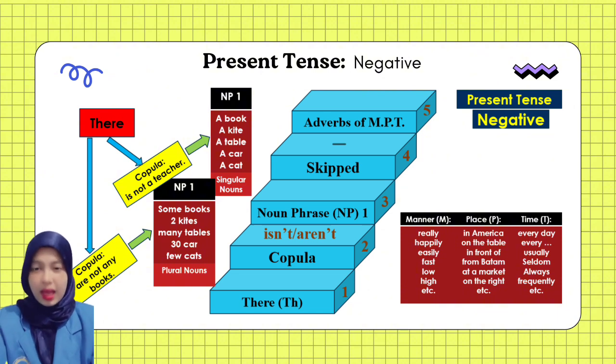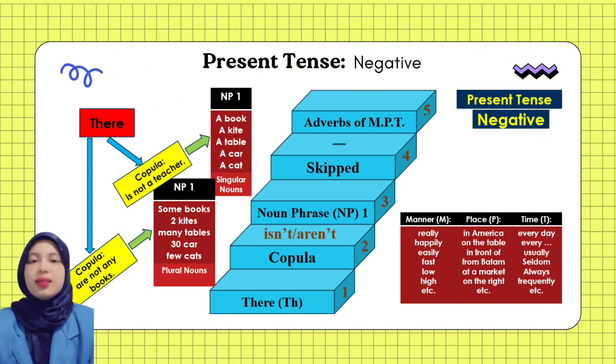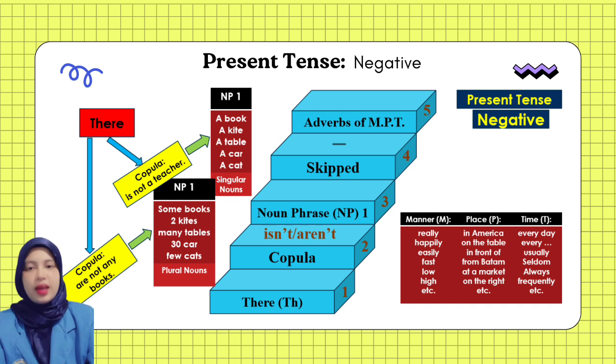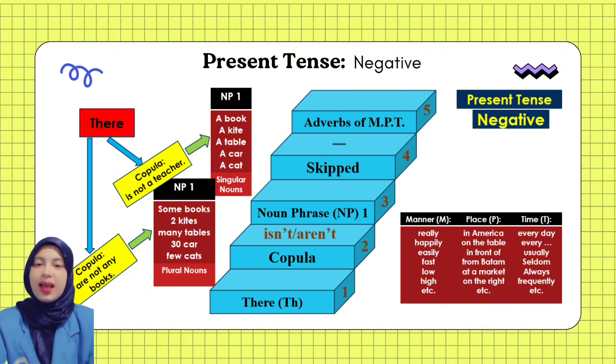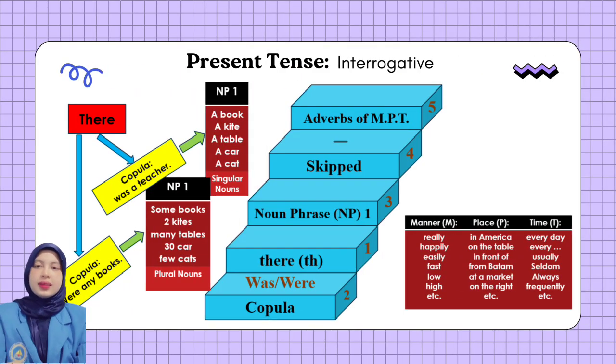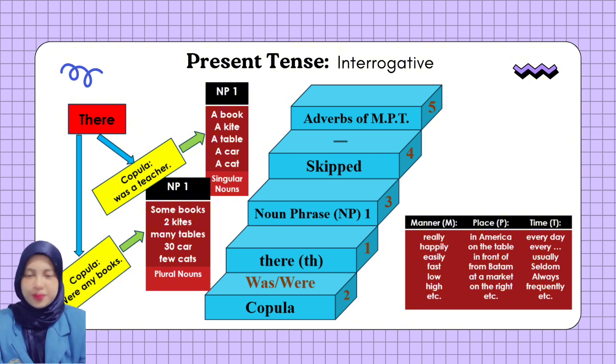Therefore, for a negative past tense sentence, the pattern is "there" plus copula, "was not" or "were not," plus noun phrase 1, followed by any relevant adverbs. For example, "there was not a cat in the house last night," or "there were not any problems with the project last week."